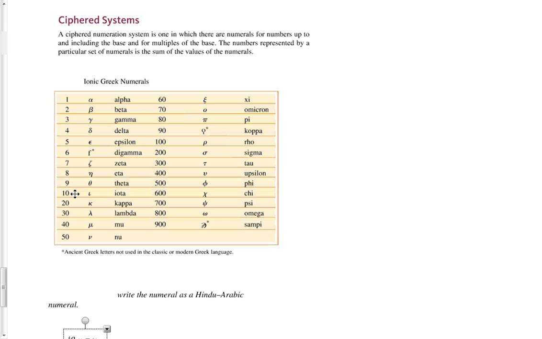And then we have numerals to represent the multiples of 10. So 10, 20, 30, 40, 50, 60, all the way up to, in this chart, 900, which is 90 times 10. So we have multiples of 10 being represented in this system.